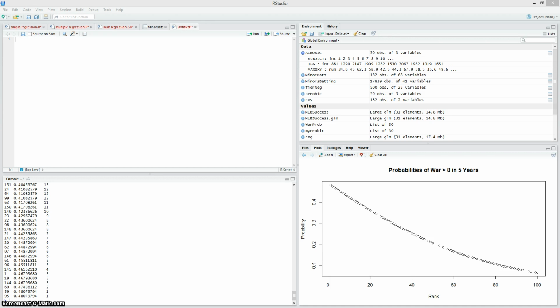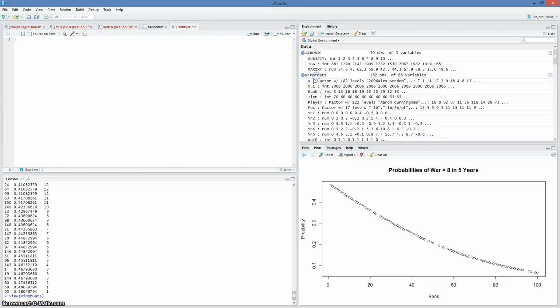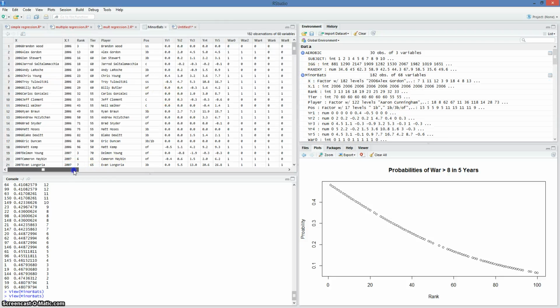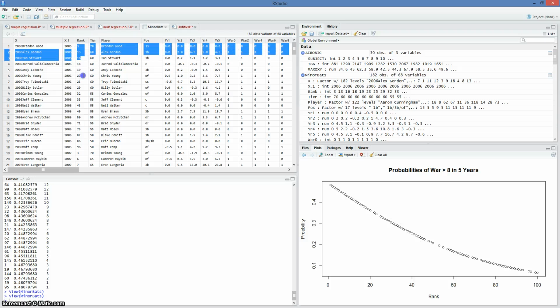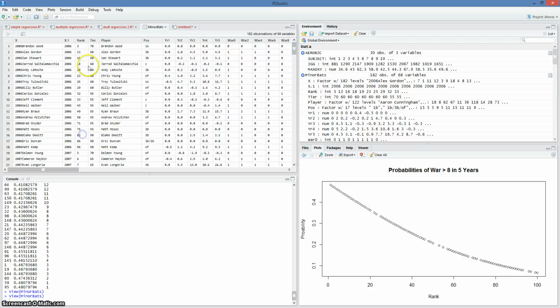We're going to create this model using probabilities of their minor league statistics. Well, actually, not minor league statistics. This time, we're only going to use their prospect rank. So I have this data here. Brandon Wood in 2006 was a third-ranked prospect, and we want to find out whether a third-ranked prospect has an effect on their WAR probability.